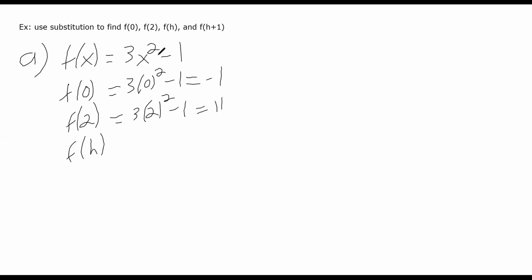F of h. Oh, what do we do with f of h here? It's very similar to 0 or 2, but we don't have 0 or 2. We only have h. So we're going to sub x for h: 3 times h squared minus 1. So it's going to be 3h squared minus 1. That's instead of x, we have h. That is what substitution does. Now we do f of h plus 1.